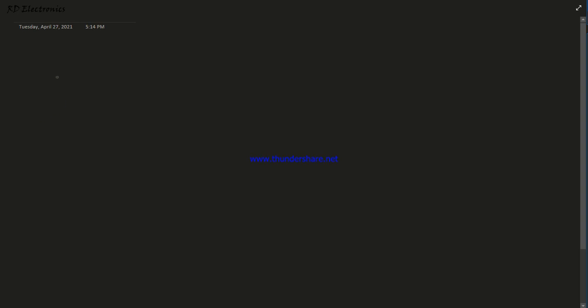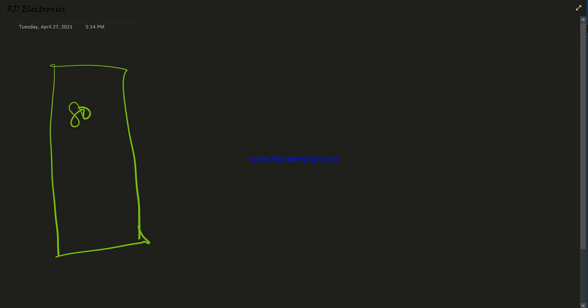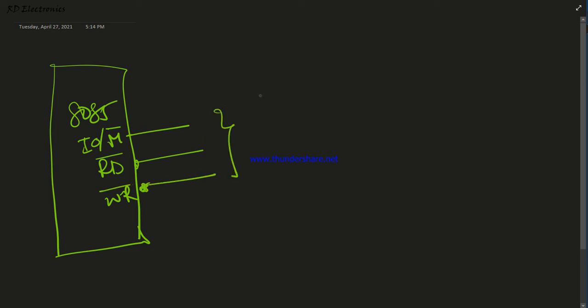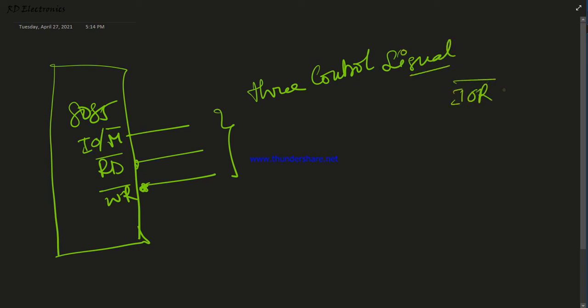Now we know that for the 8085 processor, in the previous video we discussed the pin diagram of the 8085, but here one problem is created, because in the 8085 there are only three control pins available: IO/M bar, one is read bar and another is write bar. So now the question arises: in the 8085 only these three control signals are available, so how do we get these four control signals?